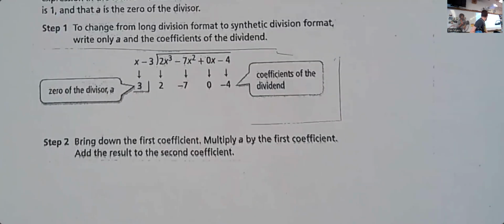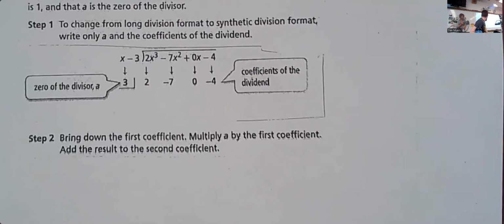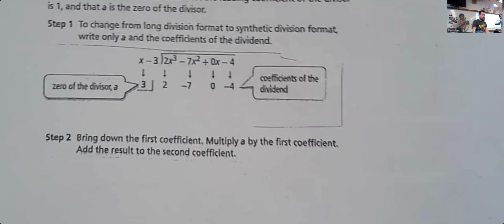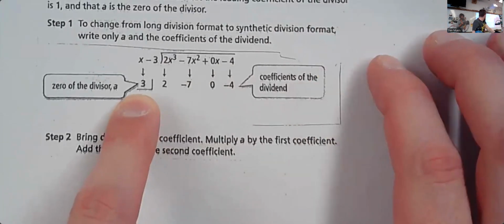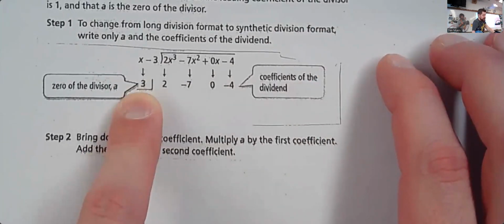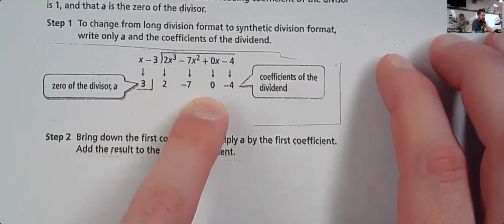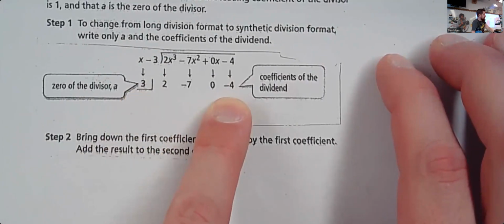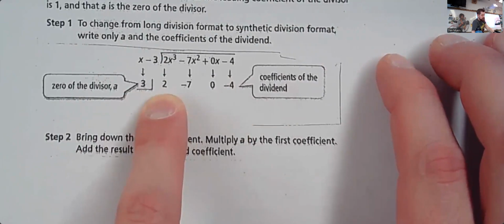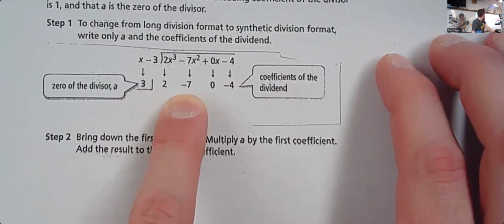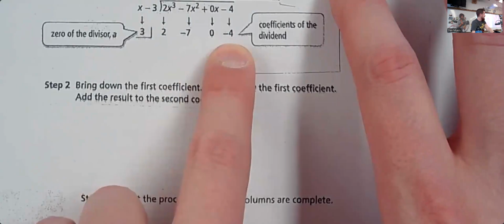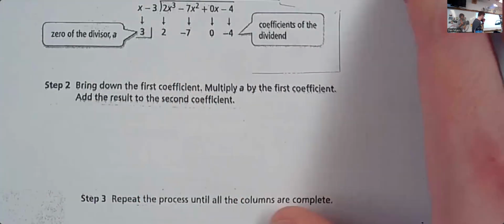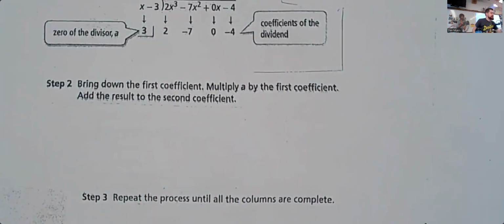So here we go. It's a weird form of writing this, first of all. You have your value of a right here, whatever makes this equal to 0 goes here. And then you bring down each coefficient of the dividend. The lead coefficient is 2. Second coefficient is -7. Third coefficient is 0. Even though it wasn't here, we still have to compensate and put in the 0 for it. And then bring down your constant term of -4.